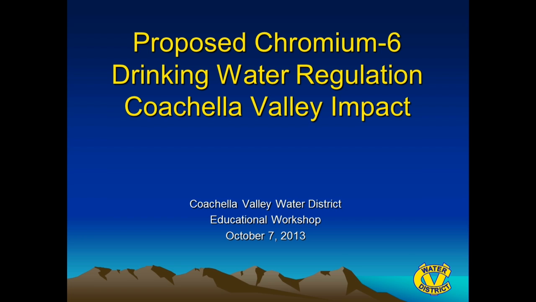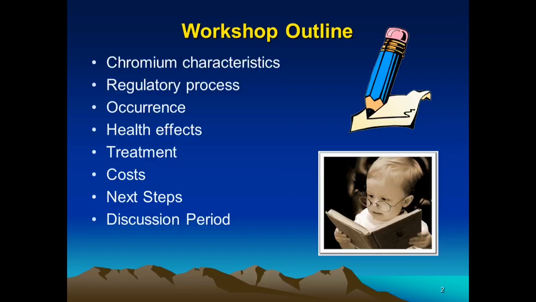Just a little outline. We're going to talk about the characteristics of chromium, the regulatory process, the health effects. I'm always asked about health effects. The occurrence: where does it occur in the valley? The way you remove it from drinking water, the treatment process, the costs, always an important thing, the next steps, what is the timeline for what will happen next, and then there's going to be a good discussion period.